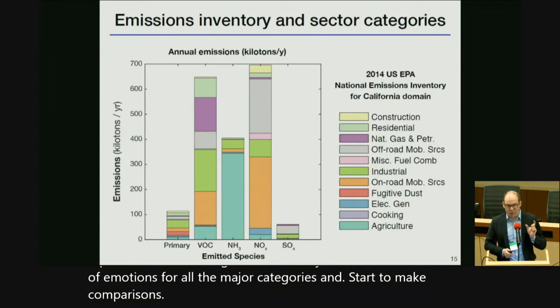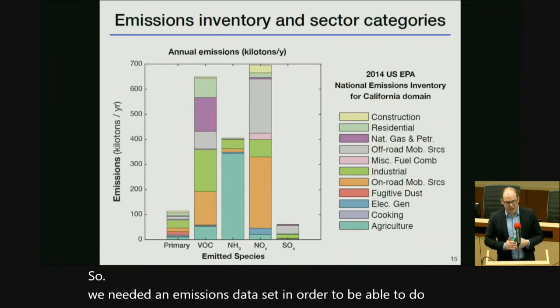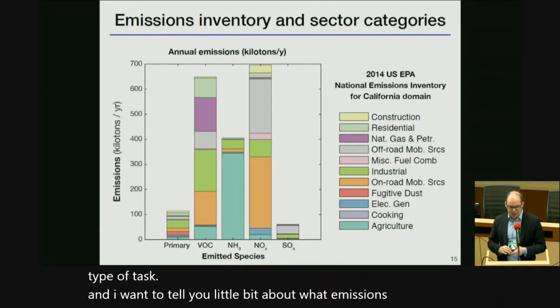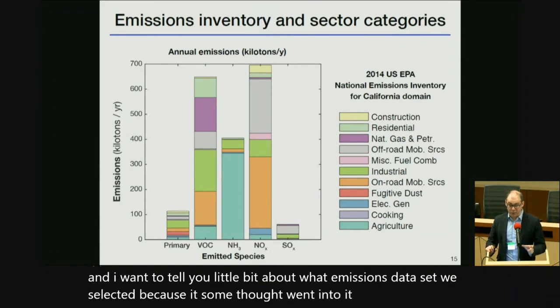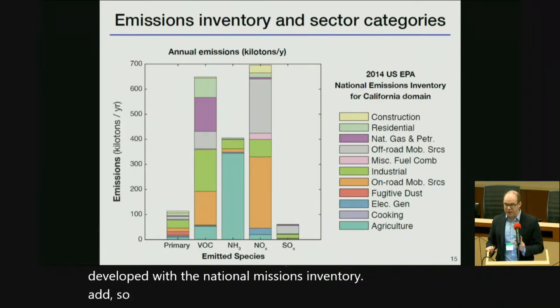So we needed an emissions data set in order to be able to do this type of task. And I want to tell you a little bit about what emissions data set we selected because some thought went into it. InMAP was developed with the National Emissions Inventory. And so we're using the US EPA National Emissions Inventory for this project.